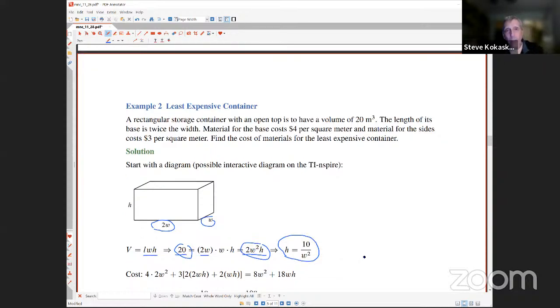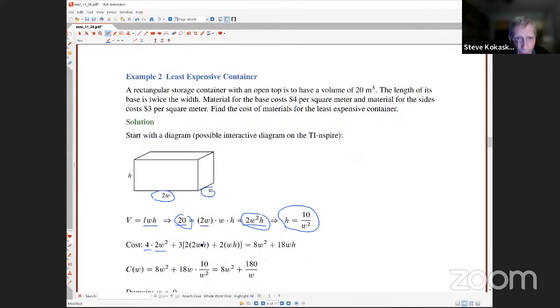Now I'm looking at the cost function because that's what I want to minimize. I want the least expensive container. So let's see, the cost of the base, 4 times, what's the area of the base? Well, it would be 2W times W. There's my 2W squared. Got that. Okay, I feel good about that one. Now let's see, the area of the 4 sides. There's the cost, $3. And let's see, I have 2 sides that are 2W times H, and I have 2 sides that are just W times H.